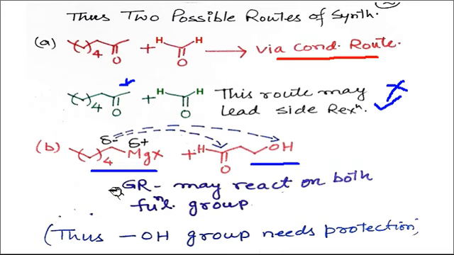Therefore, if we want to react this Grignard reagent with any one functional group, then the other functional group in this reagent must be masked or blocked. We know that the target molecule can be achieved when this Grignard reagent interacts with this carbonyl group. Therefore, for this reaction, we have to mask or protect this OH group. Thus, the protection of OH group is needed.